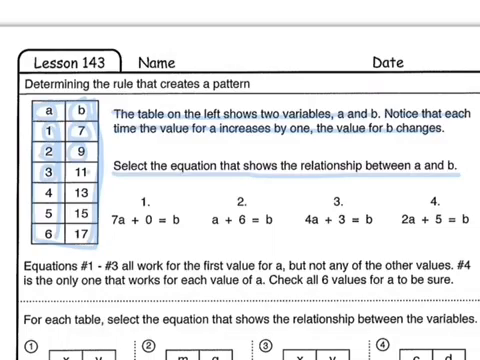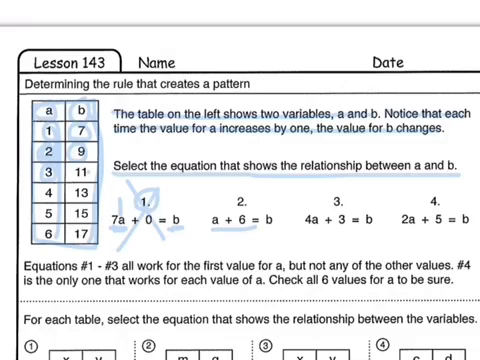So if we try number 1, and it's 7a plus 0 equals b, if we plug a 1 in here, 7 times 1 is 7 plus 0 equals 7. Well, that works. What if we plug in the number 2? 7 times 2 is 14. That 7a means 7 times the number that you put in there. 7 times 2 is 14 plus nothing is 14. It doesn't work for 2. It works for 1 but not for 2. So this equation does not work.